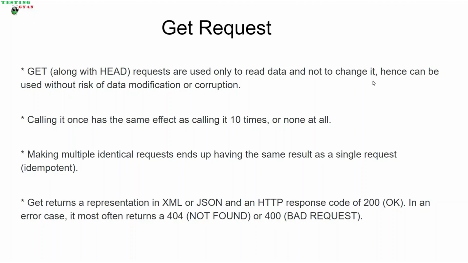Now when we make a GET request, we get the response mostly in either XML or JSON format. The response code for a successful GET request is 200 OK, and in case of error we can get response codes like 404 for something not found and 400 for a bad request, like that. Now let us understand more about this request by taking an example.